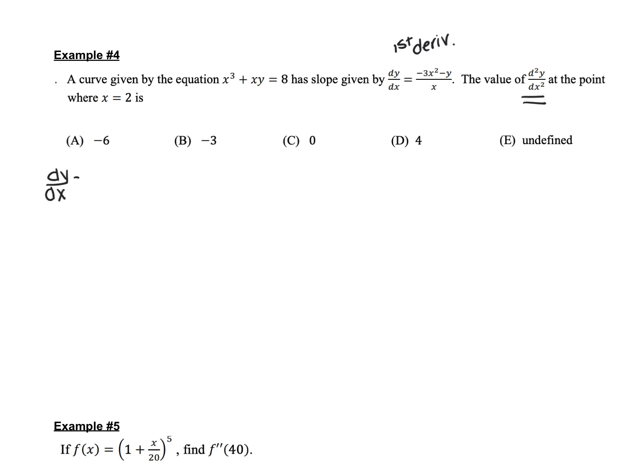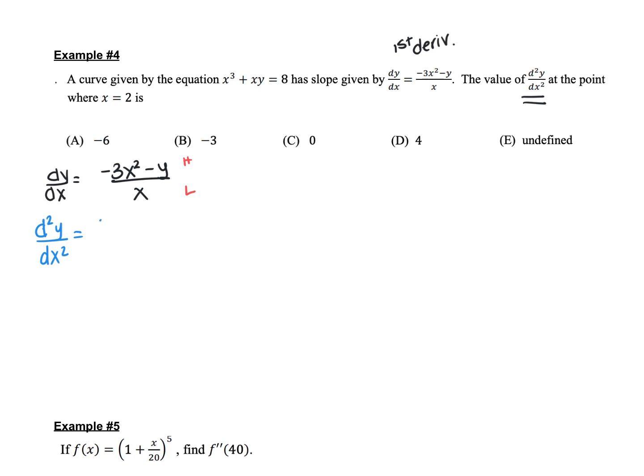I'm going to rewrite my first derivative of negative 3x squared minus y over x. So I want to take the derivative, same as I did before. Here's my high, here's my low. So my second derivative is written as d squared y over dx squared.